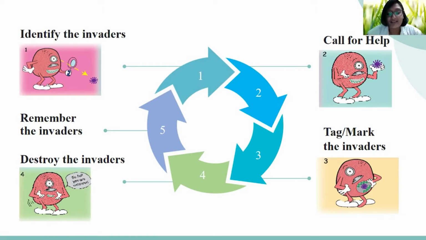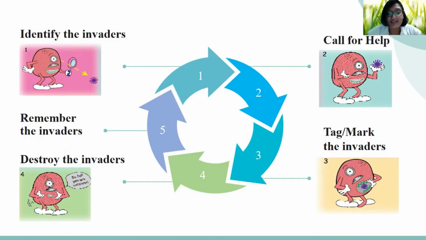Fourth, when the cell marks the bacteria, it will start to kill or destroy the invaders, which are bacteria or viruses. Fifth, production will be more on remembering the invaders. So the immune cells will remember the virus or bacteria which is already present in our body. This is how immune helps in our body and protects from foreign materials.